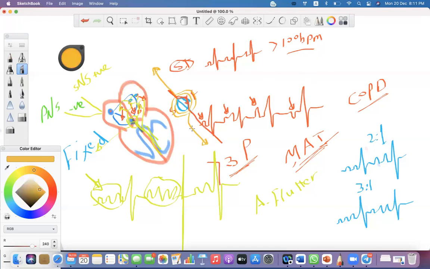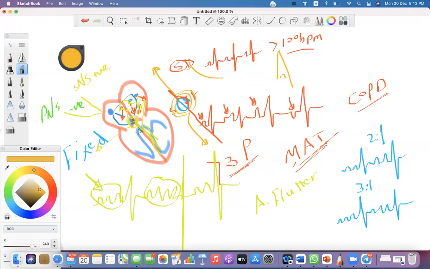So the atrium and the ventricle will contract at the same time. Atrial contraction produces a P wave, and the ventricular contraction produces a QRS. The voltage of the QRS is larger than the voltage of the P wave, so it will mask it.